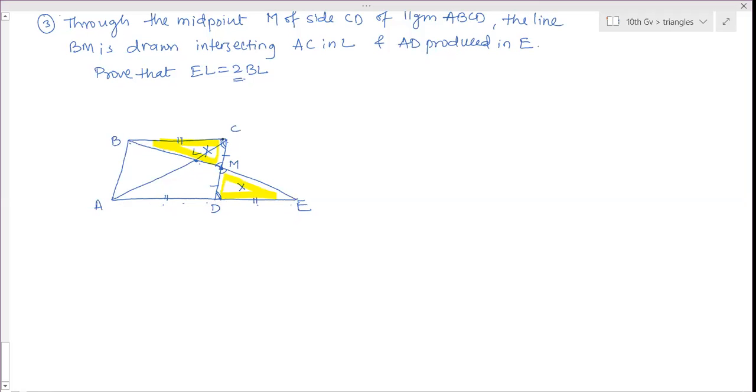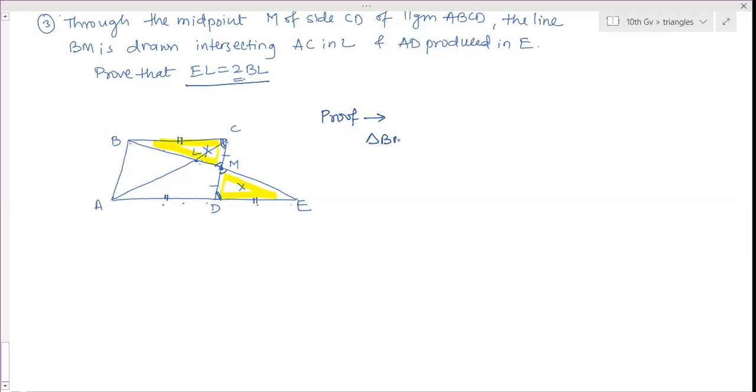After that, prove BLC triangle and ALE triangle similar. Then you will show if they are similar triangles, then BC by AE is equal to BL by LE. So BC by AE is 1 by 2. So therefore BL by LE is also 1 by 2. If you cross multiply, you will get this ratio. So write down, you will get to know.